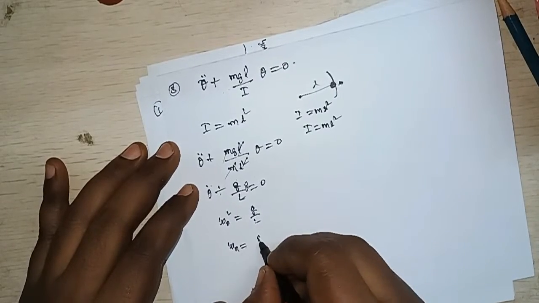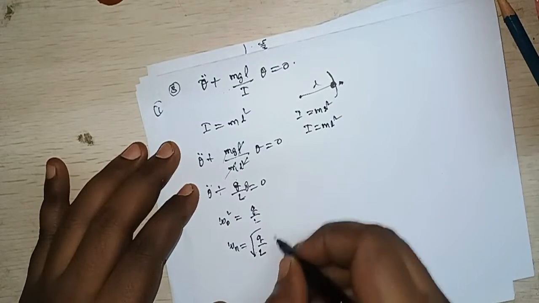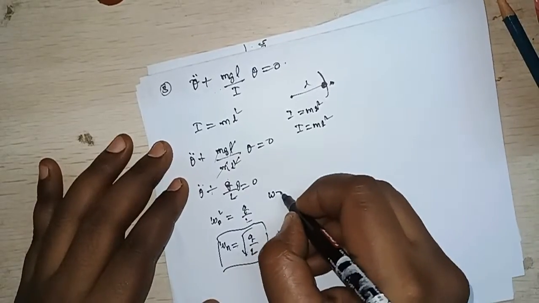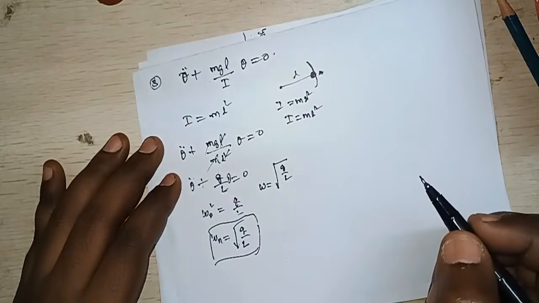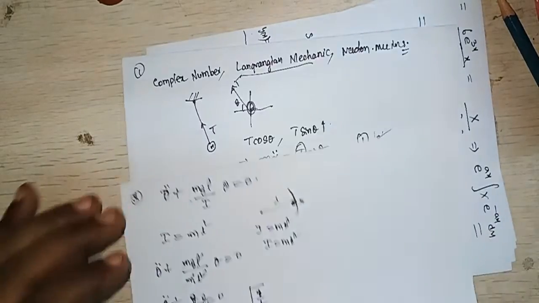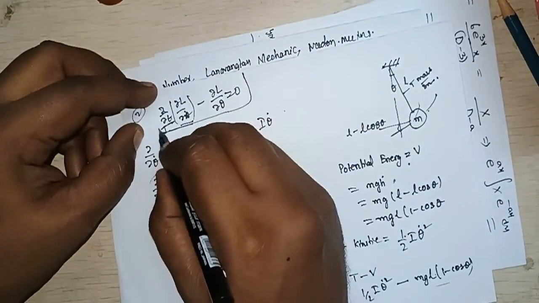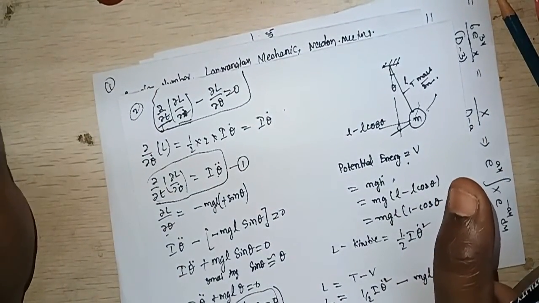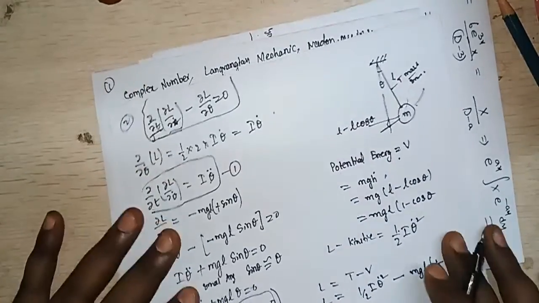The natural frequency of the system is omega n is equal to square root of g by L. This is the natural frequency of the system. See how easy it is if we have selected Lagrangian mechanics. This particular one equation has solved so many problems for us. Okay, I will take one more problem and let me help you with some more problems.